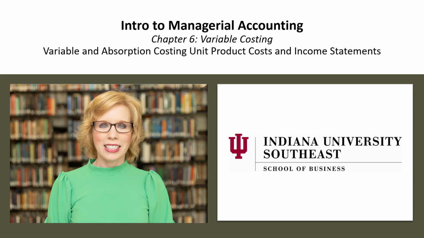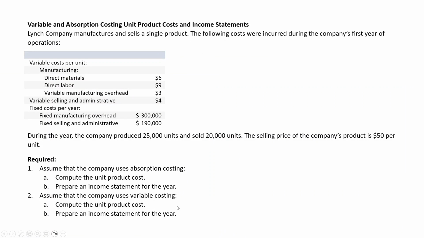In this video, I'm going to walk through the differences in calculating unit product costs and preparing income statements for absorption versus variable costing. Now, when we talk about product costing, I'm going to start with that first. We're talking about manufacturing costs, and if you recall from past chapters, that's direct materials, direct labor, and manufacturing overhead.